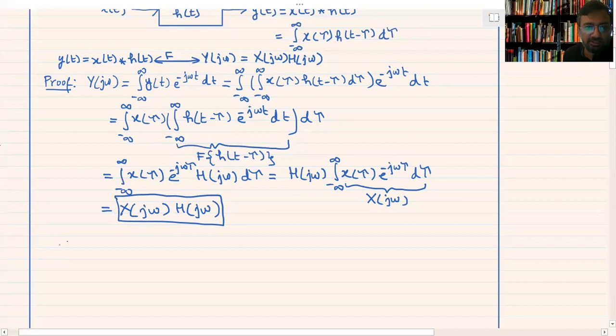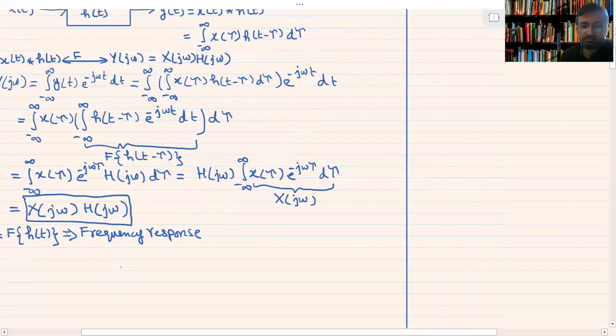Now, in the context of LTI systems, we discuss a few interesting things. H(jω) is the Fourier transform of h(t), where h(t) is the impulse response of LTI systems. And we call H(jω) the frequency response of the system. So H(jω) is the frequency response of LTI systems. Why is this name appropriate? Because H(jω), by looking at here, it captures the changes in the complex amplitude of the Fourier transform of the input signal.